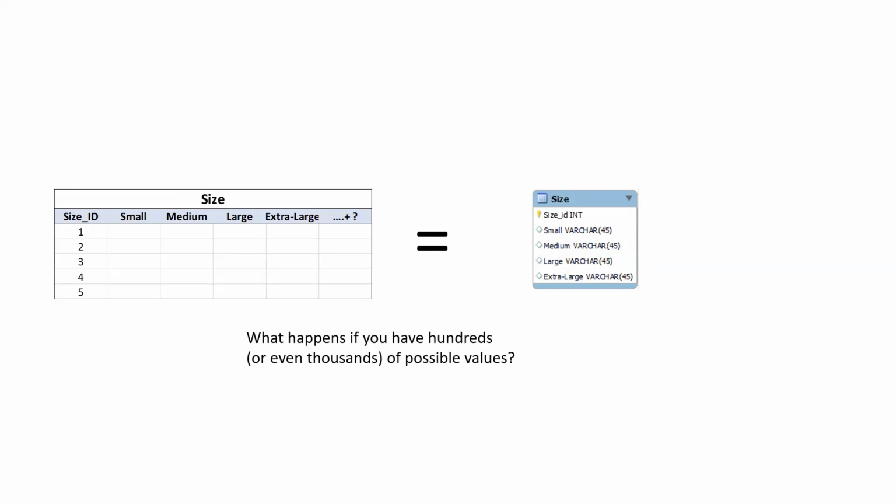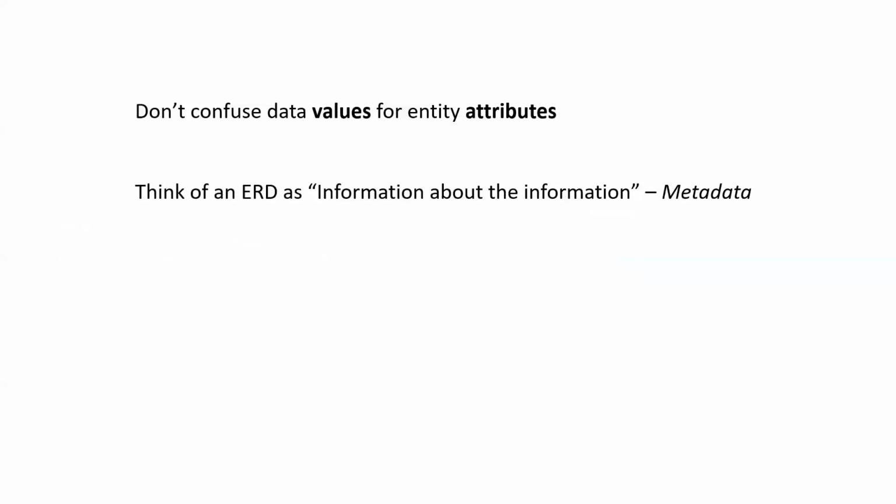And it also has the question of what do you do if you have hundreds or even thousands of possible values? Let's say we're not talking about size now, we're talking name or color, with several more entries than you have space for. You wouldn't want to put your data values in your ERD. You want to put types. So we're looking at don't confuse data values for entity attributes. So think of an ERD as the information about the information, or called metadata.